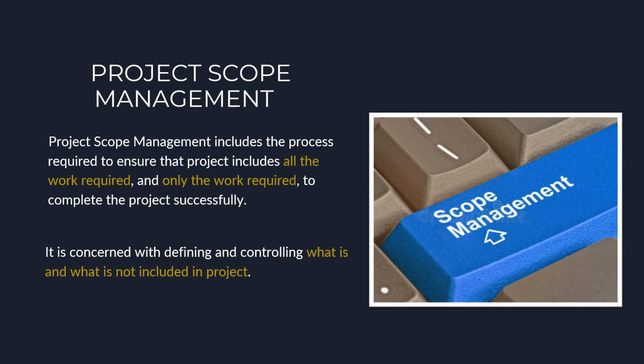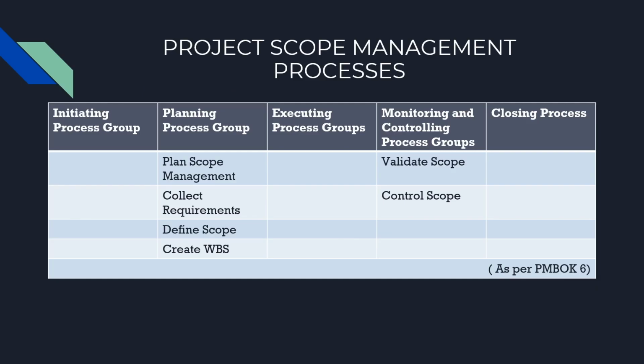For understanding project scope management, we need to understand the keywords related to it. It includes the processes that cover all the work required, and only the work required, to complete the project successfully. It defines what is included in the project and what is not included in the project.